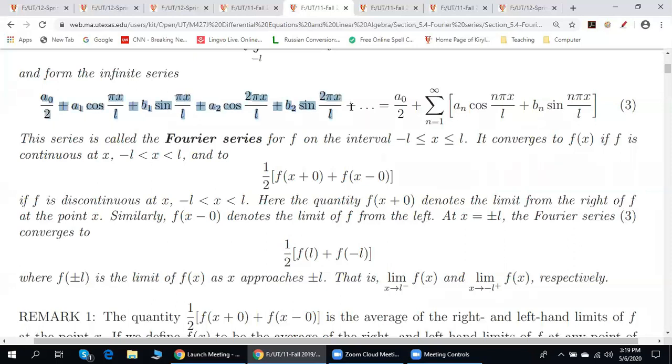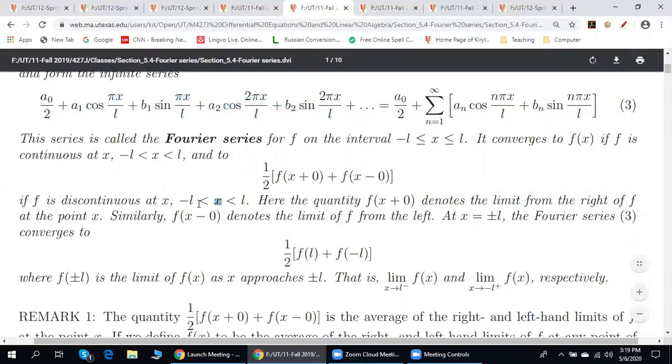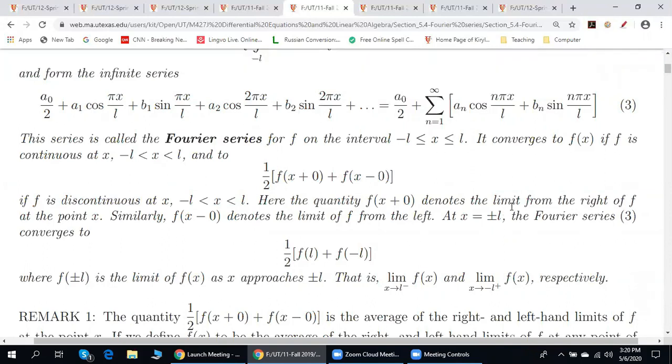Then this series converges to f of x. Case 2: suppose x is still not one of the endpoints, but f is discontinuous at x. Then our series converges to this, where f of x plus 0 denotes the limit from the right of f at x. Similarly, f of x minus 0 denotes the limit from the left.